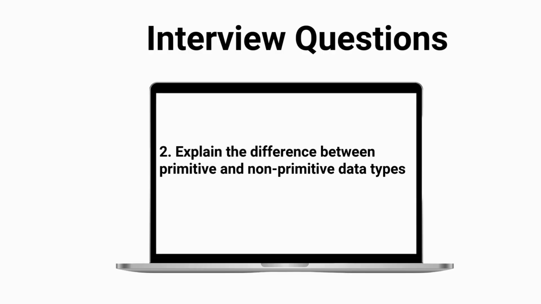Explain the difference between primitive and non-primitive data types. Here you can give me the answer like this. Primitive data types like int, double, boolean store simple values or single values. Whereas non-primitive types like strings, arrays, list store complex objects. Primitive types are stored in the stack memory, while non-primitive types are stored in the heap memory. That's it. Next, question number 3.